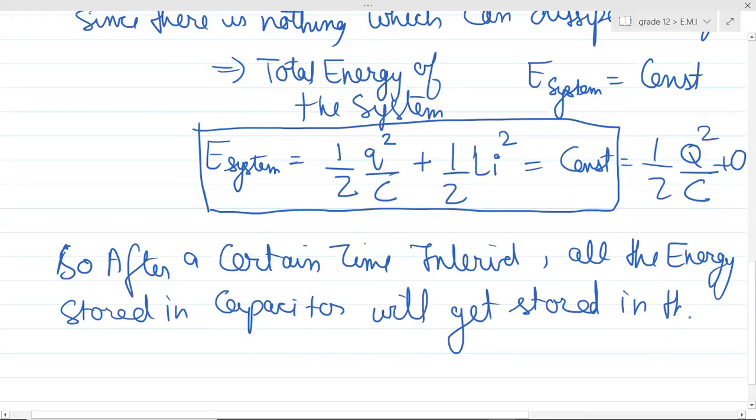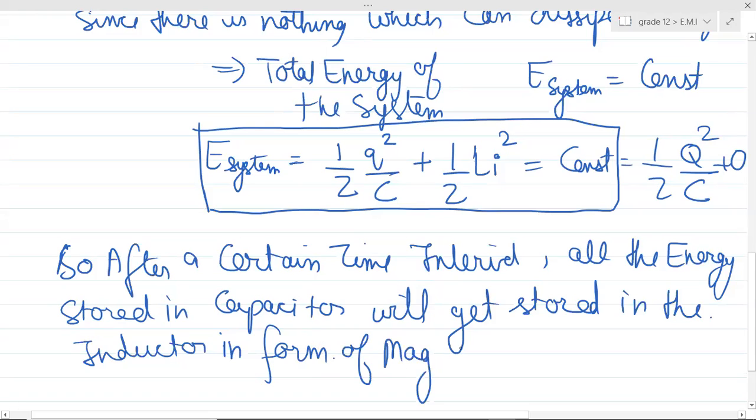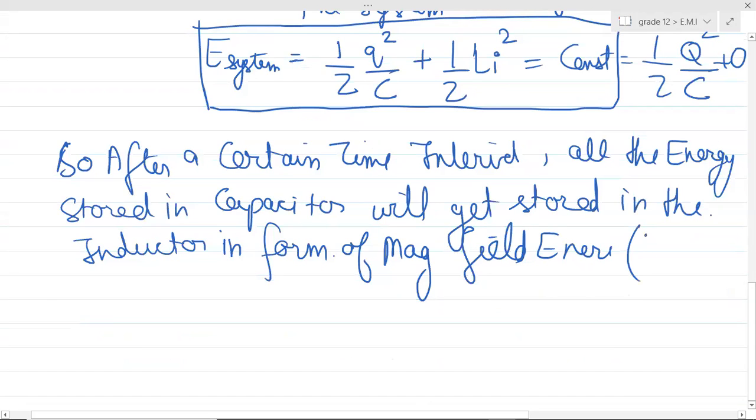Are you following the story till now? Basically, energy has changed its form. Earlier it was in the form of electric field energy, now it is in the form of magnetic field energy. And let's say this time is t dash.